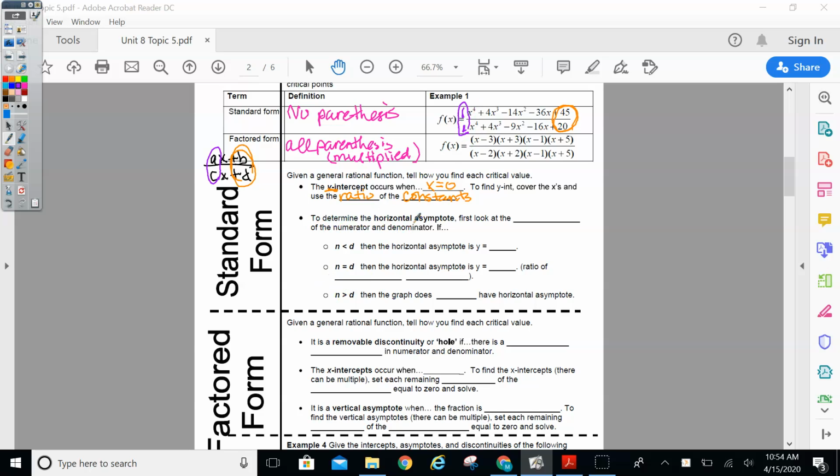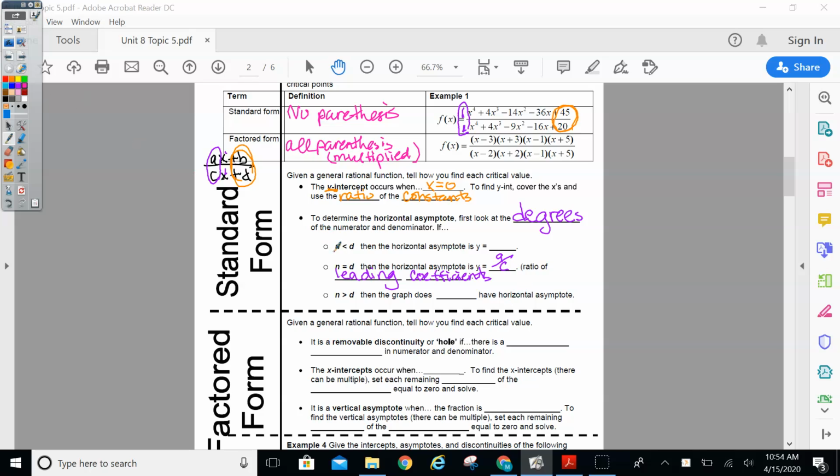So to determine the horizontal asymptote, first look at the degrees of the numerator and the denominator. I'm calling the degree of the numerator n and the degree of the denominator d. If they are equal, so right here they're both 4s, right here they're both 1s, then you can look at the two numbers in front, which is a over c. And that's the ratio of the leading coefficients.